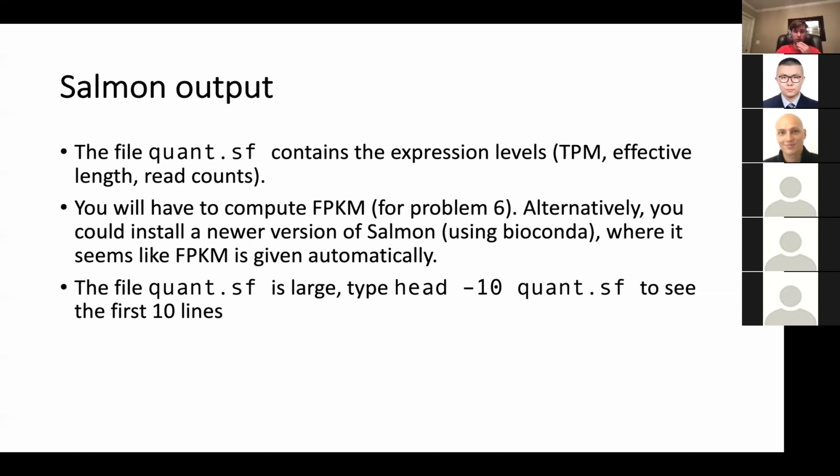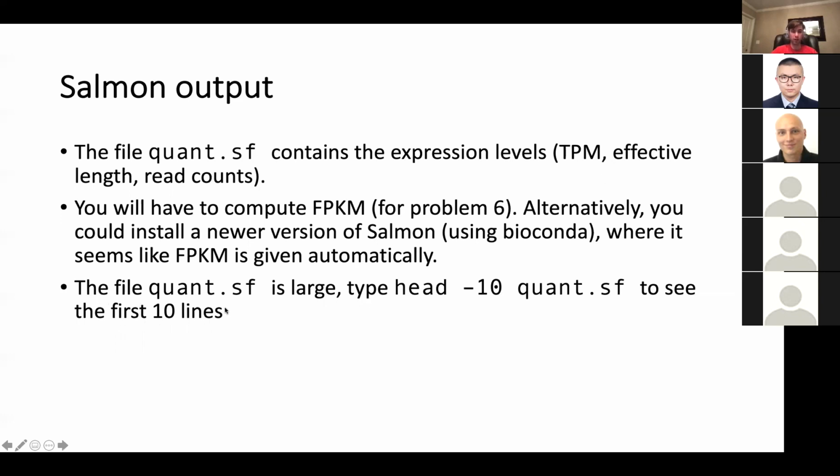Alternatively, you could try to install a newer version of Salmon, where it looks like FPKM is automatically given to you. But the formula is not too complicated. So I'd recommend just computing FPKM from the read counts and the effective length.